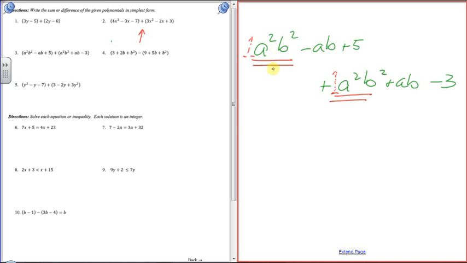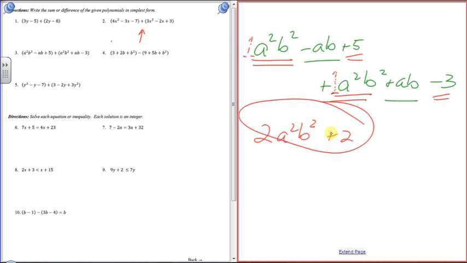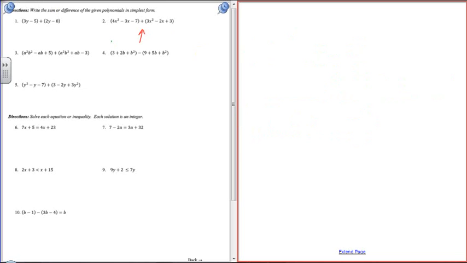We have 1a squared b squared plus 1a squared b squared gives me 2a squared b squared. And then I'm going to move on. I've got a negative ab and a positive ab. They will drop out. They'll cancel each other out. And then the plus 5 minus 3 will combine to give me a plus 2. So there's my answer.